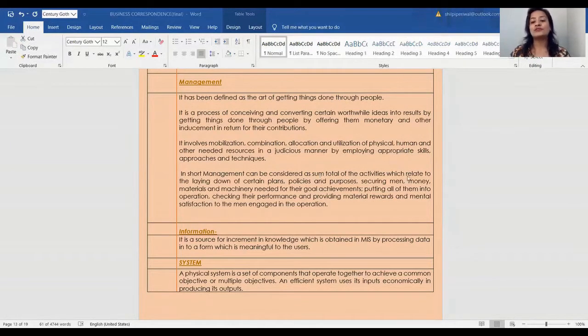Management is the sum total of the activities which relate to the laying down of certain plans, policies, and purpose, then securing men, money, material, machinery for this goal, putting all of them into operation, checking their performance, and then providing rewards and mental satisfaction. So let us take the example of what I had to do. When I wanted to come out with a CSEET online course, these were the steps which even I had to follow. So let's talk about that.